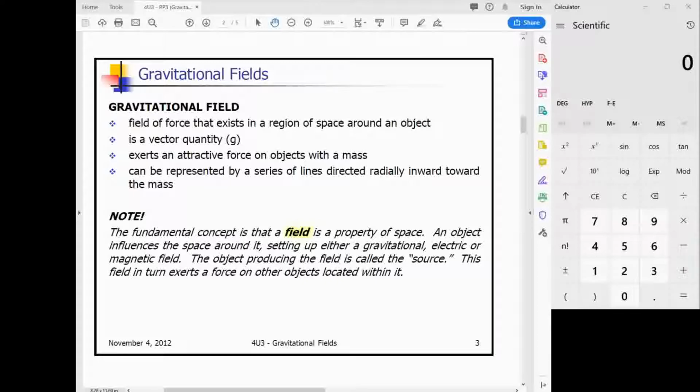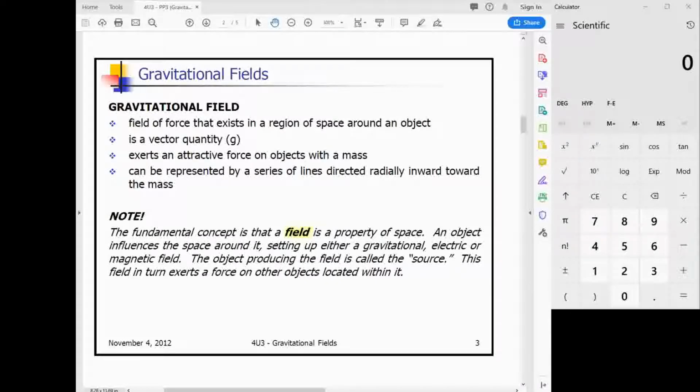Gravity is always attractive. It can be represented by a series of lines directed radially inward toward the mass, and that's the gravitational field. These lines, or arrows, should be greater the closer they are to the center, and smaller the further they are from the center.